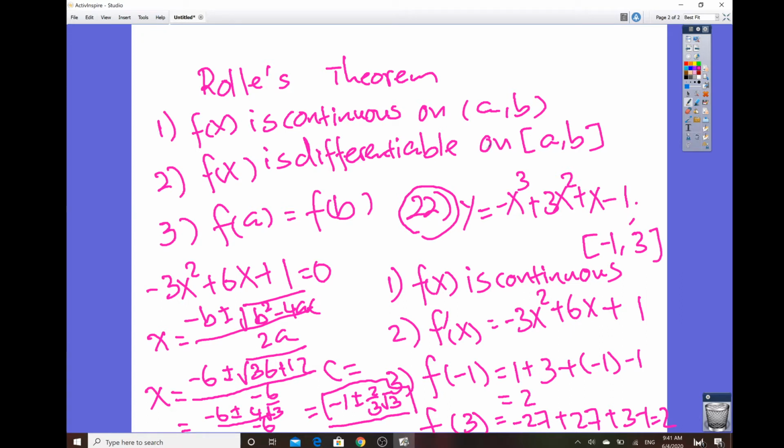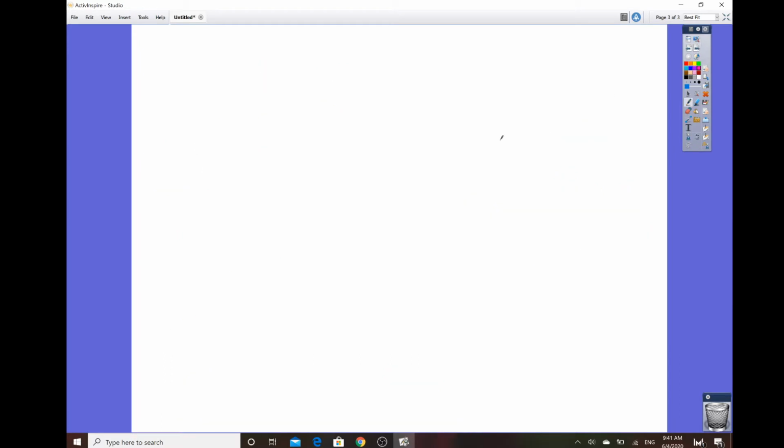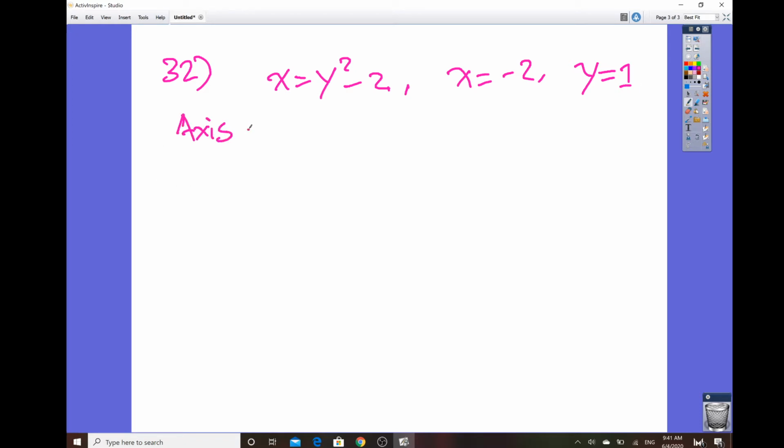Okay, so let me just write in the problem here. So this one is number 32. What we've got here is x equals y squared minus 2, and then x equals negative 2, y equals 1, and then the revolution axis, which is x equals negative 2.